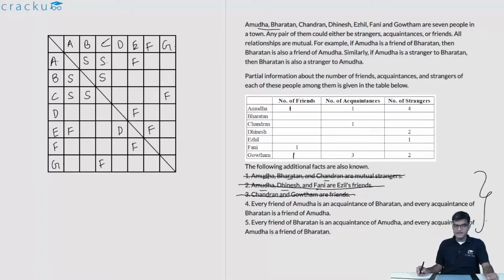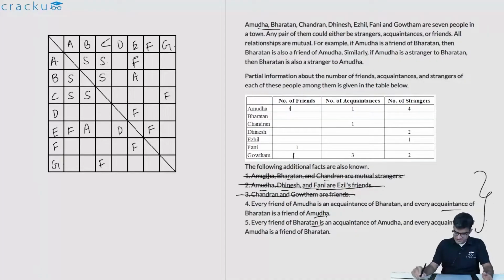Every friend of A is an acquaintance of B. So this would imply that because A and E are friends, the relationship between B and E will be that of an acquaintance. Similarly, we will have to fill it up twice. So E and B over here also will be an acquaintance. Every acquaintance of B is a friend of A. So whenever you have a friend of A, that person's relationship with B is known. Similarly, if you have an acquaintance of B, we will know that that person is a friend of A.